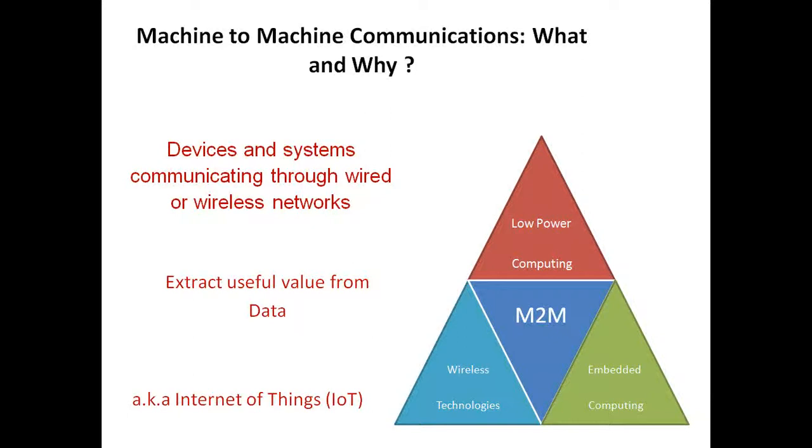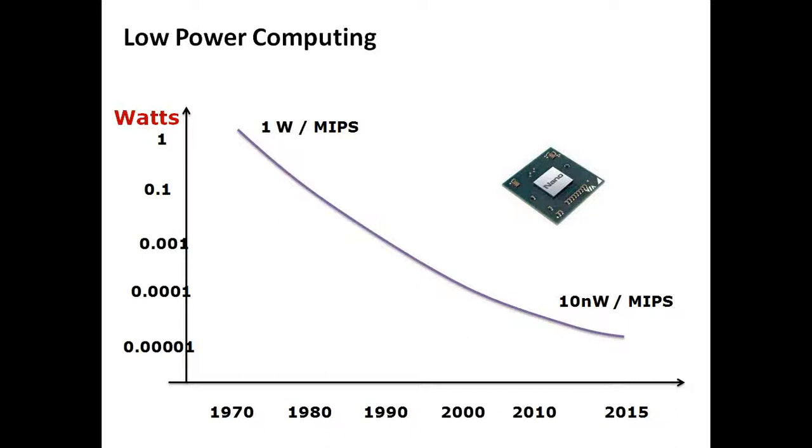At the very basic level, it's nothing but devices and systems communicating through wired or wireless networks. It's essentially connecting your machines, getting useful data from the machines that you can use either for your business values or for optimizing your asset. And it is also sometimes talked about in the term Internet of Things. It's another latest marketing term as an umbrella for these machine-to-machine communications.